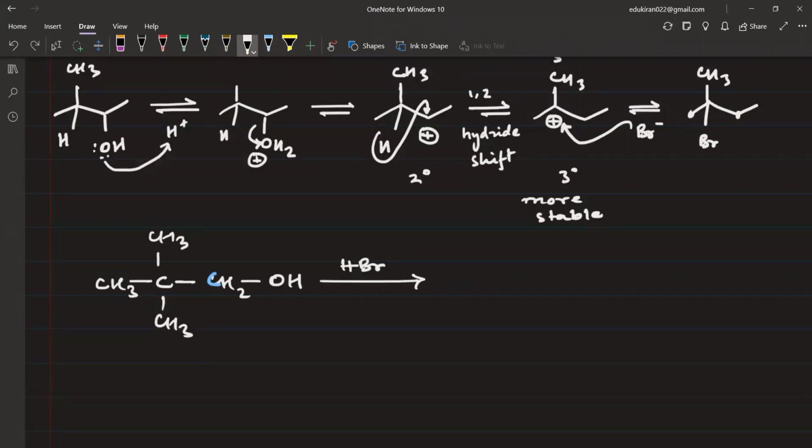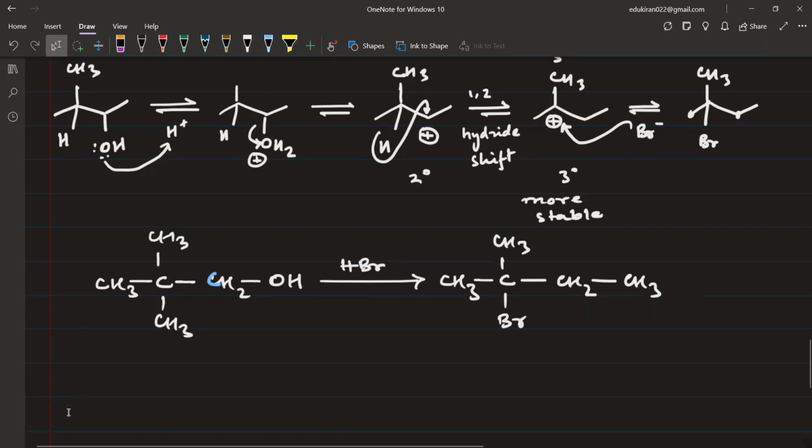Sorry, CH3 with a carbon atom, and then we have CH3 here. But this CH3 has been replaced by Br, and we have here CH2, which is followed by one more CH3. Now this CH3 did not have any CH3 attached to it, but now it has one CH3 attached to it. Now let us look at the mechanism, how it is happening.